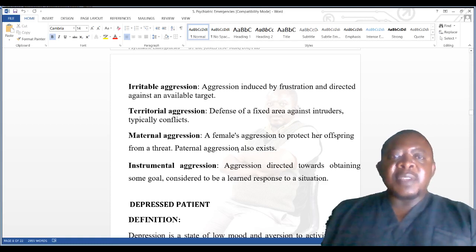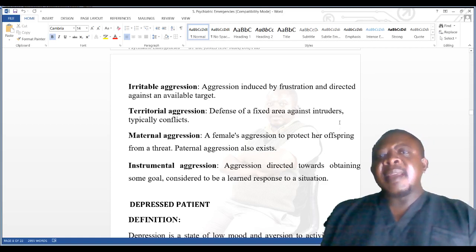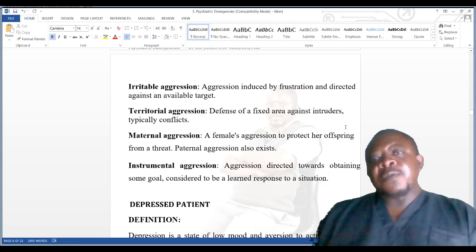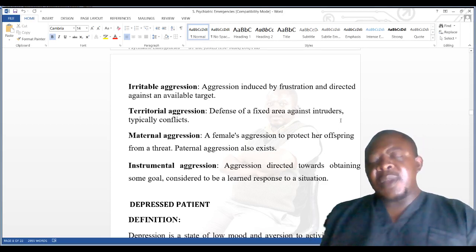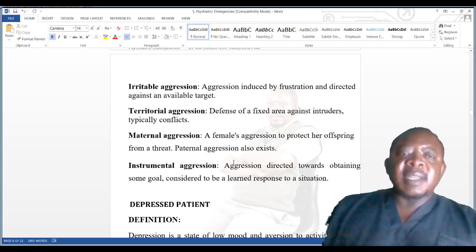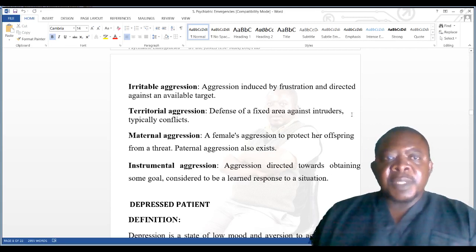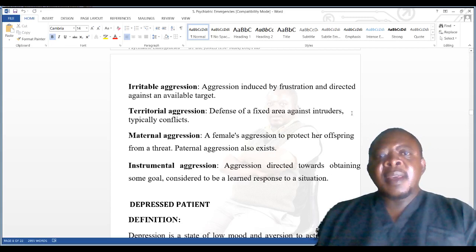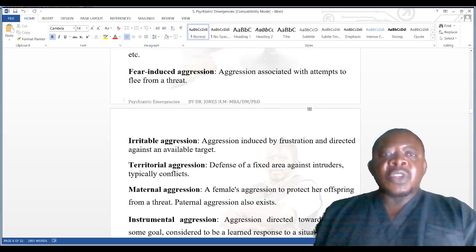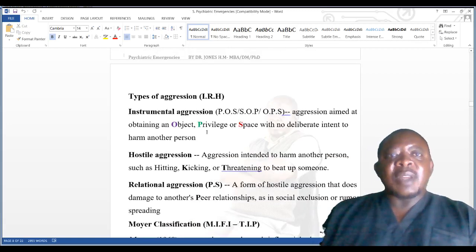Then we have instrumental aggression, aggression directed towards obtaining some goal, considered to be a learned response to a situation. Of course, this is in the words of Moyer, 1968. Moyer looked at instrumental aggression as aggression directed towards obtaining some goal, considered to be a learned response. So these are the types of aggression that we are looking at under Moyer, and then we have looked at general types of aggression.